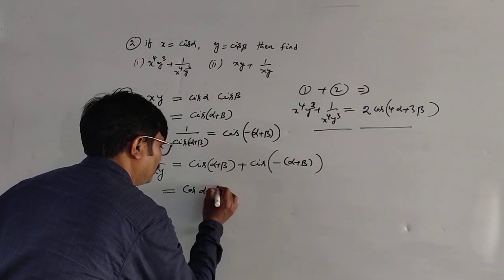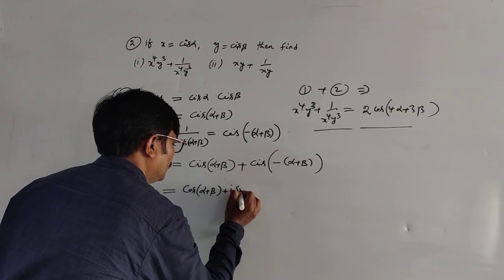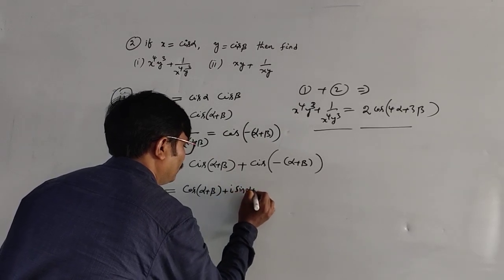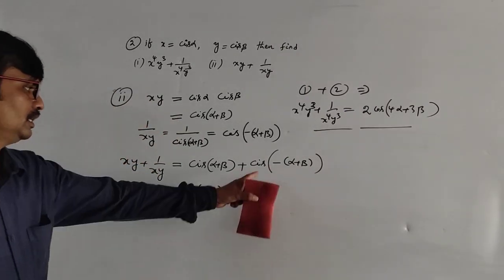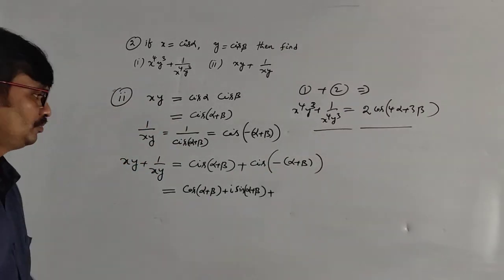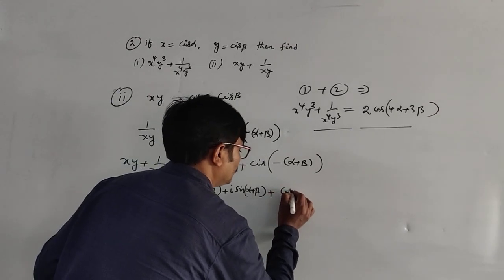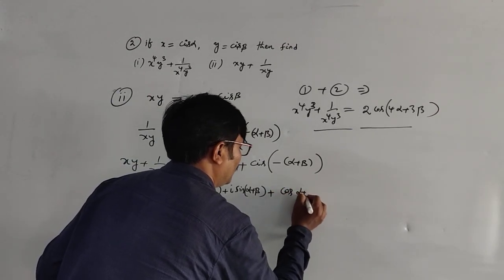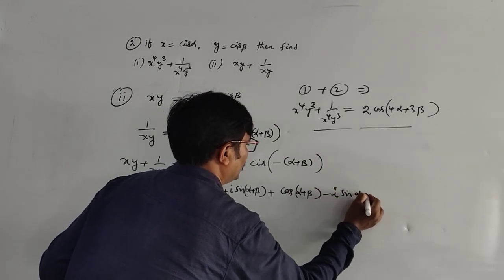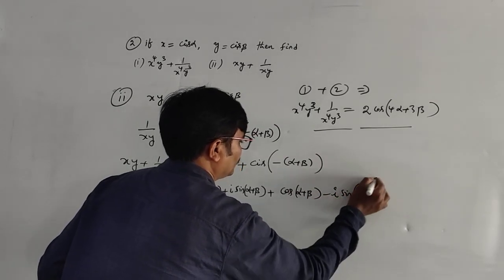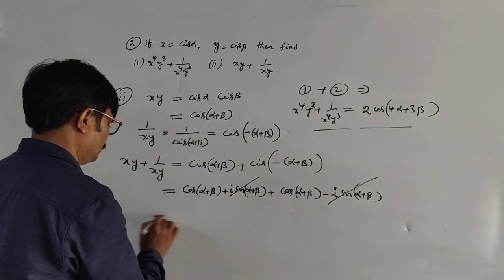Cos of alpha plus beta, I sin of alpha plus beta. After that, students, the cis of minus of alpha plus beta is cos of alpha plus beta minus I sin of alpha plus beta. These two are cancelled, students.